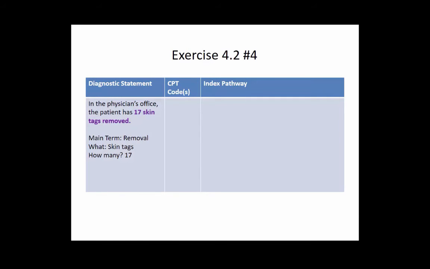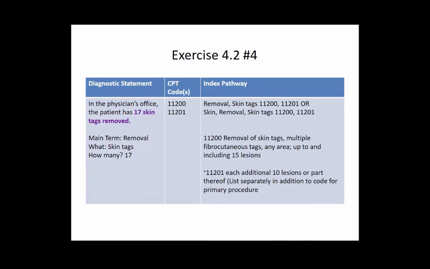In this exercise, the physician removes 17 skin tags. And here you have the codes that are involved in that. And you see that 11200 is including 15 lesions, and the add-on code 11201, each additional 10 or part thereof. So the first 15 of those 17 skin tags would go under the first code. Then you would need the second code, 11201, to account for the last two.